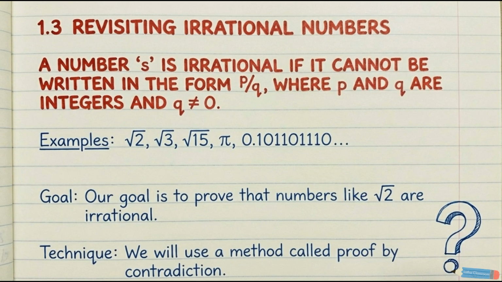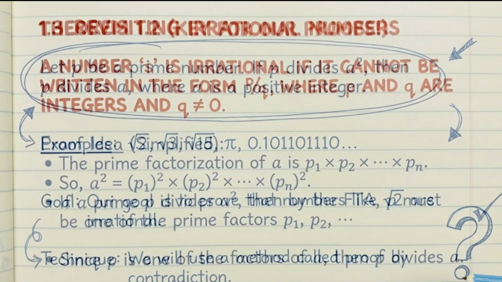A number S is irrational if it cannot be written in the form p by q, where p and q are integers and q is not equal to 0. Examples: root 2, root 3, root 15, pi, 0.10110110... Our goal is to prove that numbers like root 2 are irrational. And the technique we will use is a method called proof by contradiction.